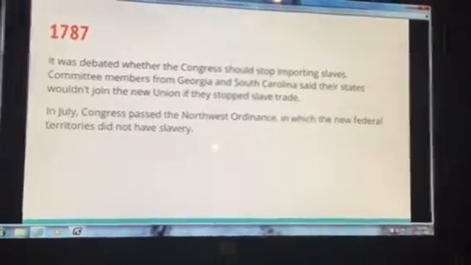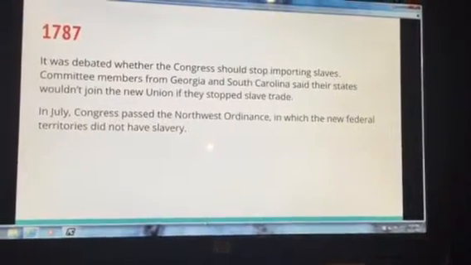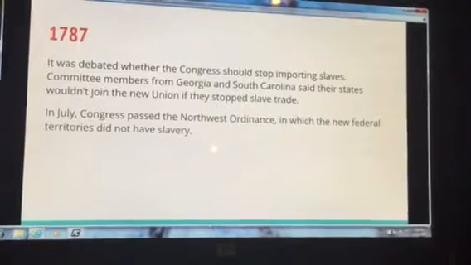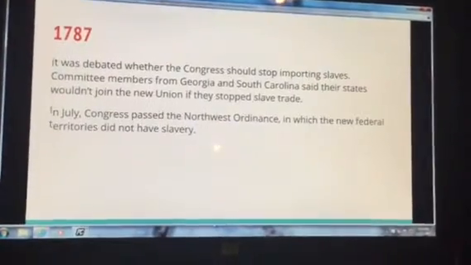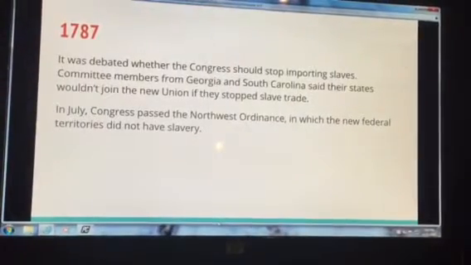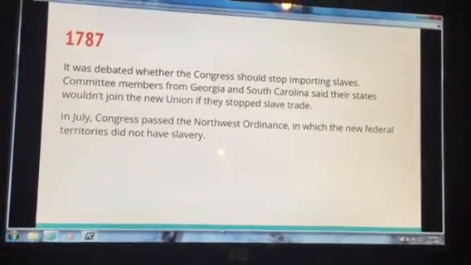In 1787, it was debated whether the Congress should stop importing slaves. Committee members of Georgia and South Carolina said their states would not join the new union if they stopped the slave trade. In July, Congress passed the Northwest Ordinance, in which the new federal territories did not have slavery.